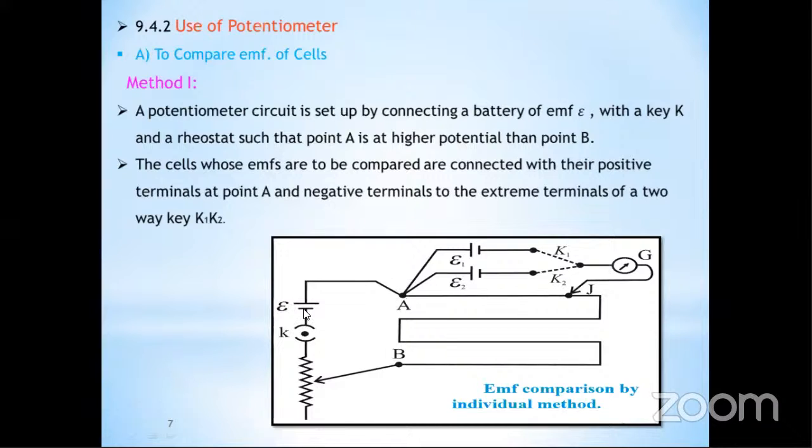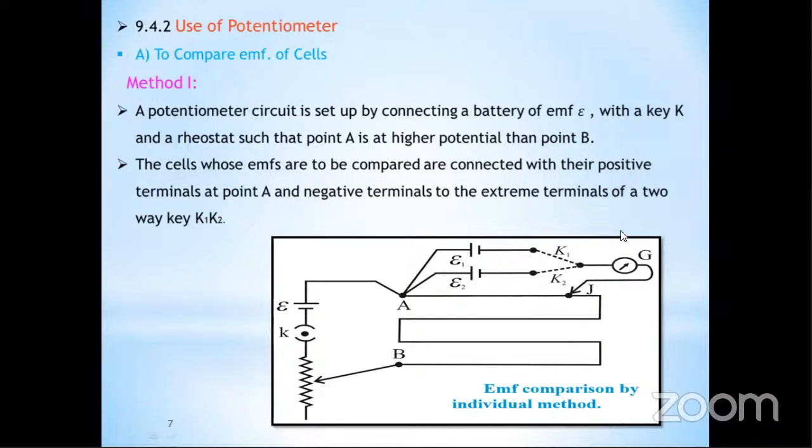Okay, then the negative terminal is again given to the plug key K, then the remaining terminal of the plug key is given to the constant terminal of the rheostat, and the variable terminal is every time given to the end point of the potentiometer wire. Again, see the remaining terminals, that is the negative terminals of both the cells, are given to K1 and K2 here at the back. Then the combined terminal is given to the galvanometer, and the next terminal of this galvanometer is given to the jockey.